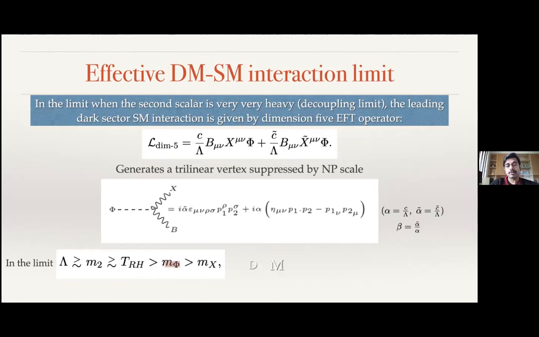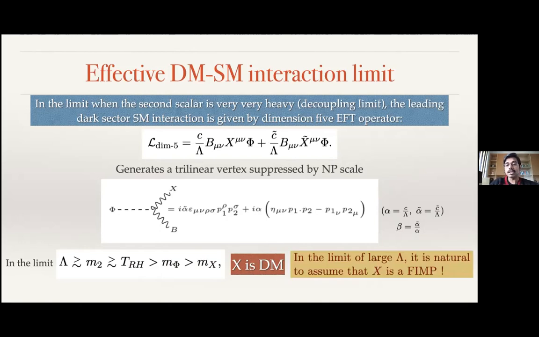Okay, so this is how we do. Basically, in this mass limit, X is our dark matter, and we assume this lambda to be large, so that we can assume this X to be a cube-like dark matter. Now there is a question, I think, if I can take it up quickly.